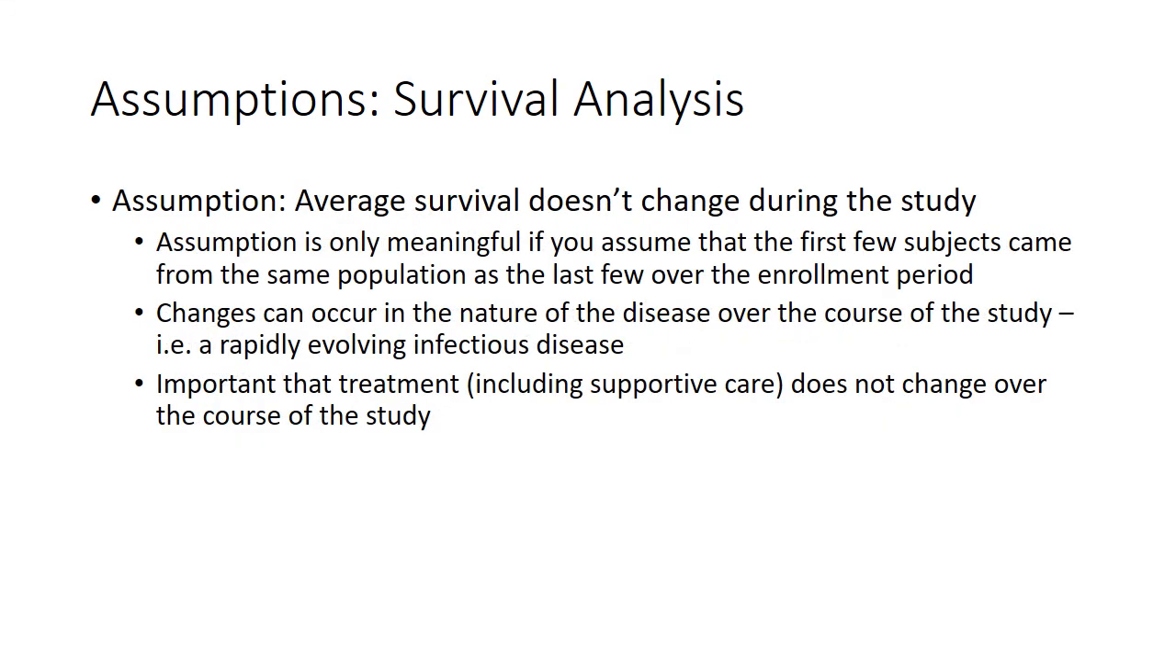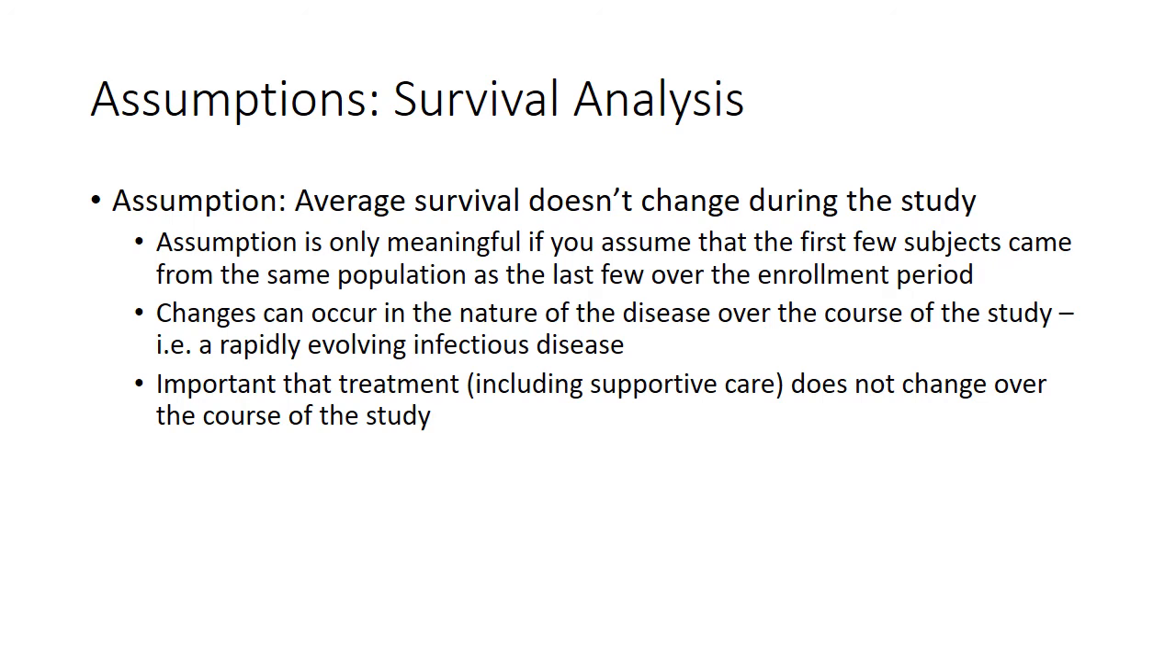And then average survival shouldn't really change during the study. So for instance, it's really only meaningful as an assumption if you assume that the first few subjects came from the same population as the last few over that enrollment period. So it really shouldn't be any big changes there. For instance, if the nature of the disease changes over the course of the study, like a rapidly evolving infectious disease where it develops resistance very quickly, all of a sudden the survival that applied to patients early on in the study period may not really apply to them later on.